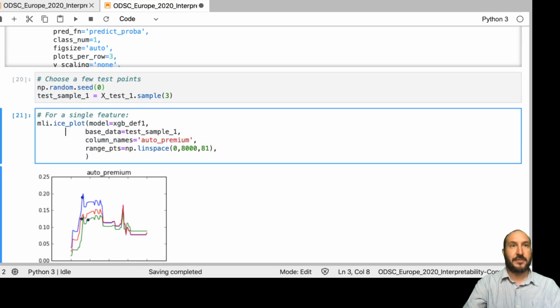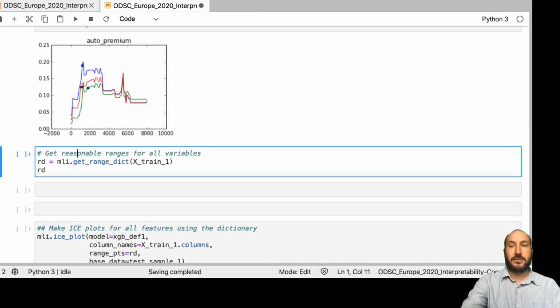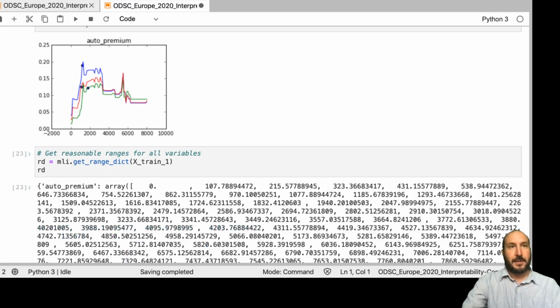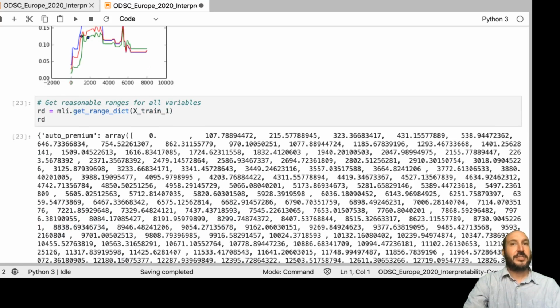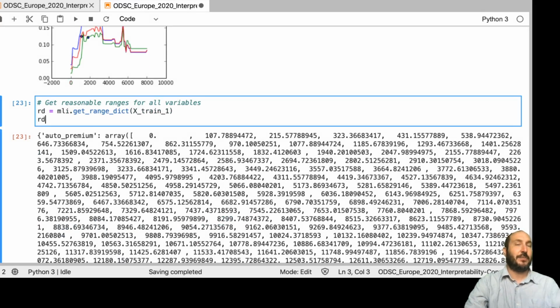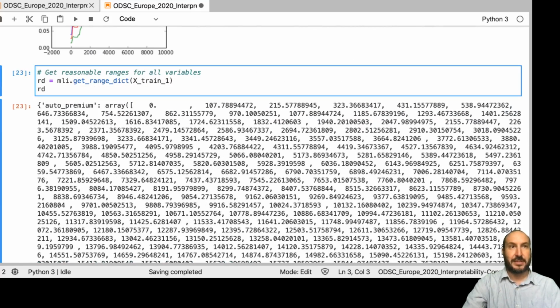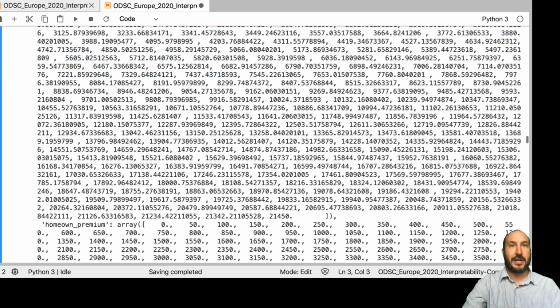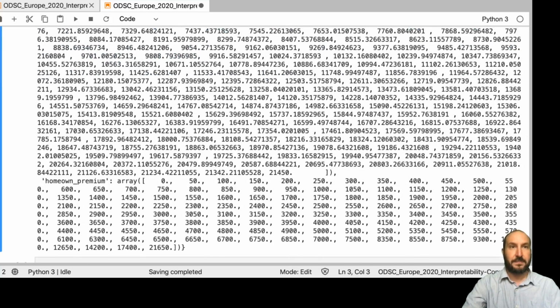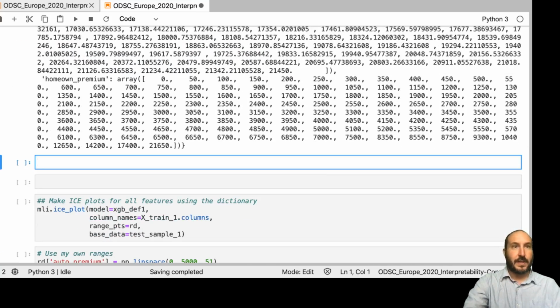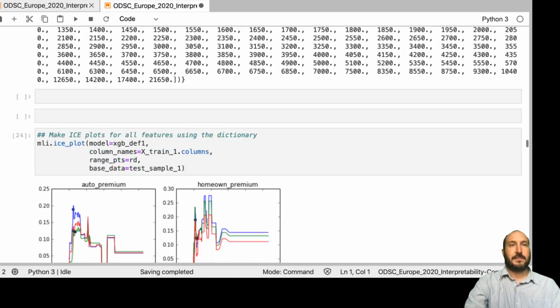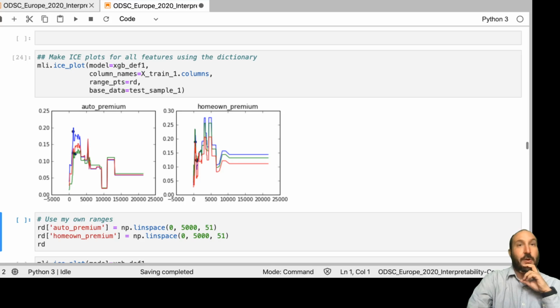So this is how you do it for just a single plot. If I wanted to do it for all the variables, I would do this thing called get range dictionary. This is just going to take a guess as to what a reasonable range of values is for each of your variables. So you see it's just a dictionary that maps the column name to a NumPy array of possible values. And then I can make an ICE plot for all of the columns. In this case, it's only 2.